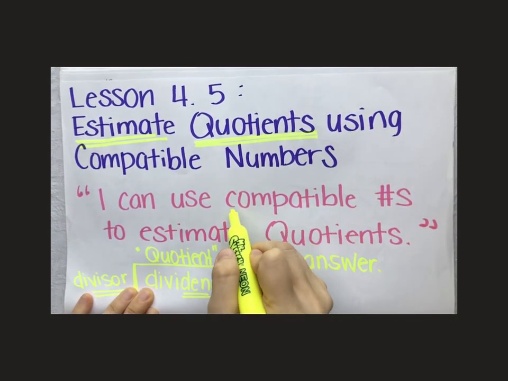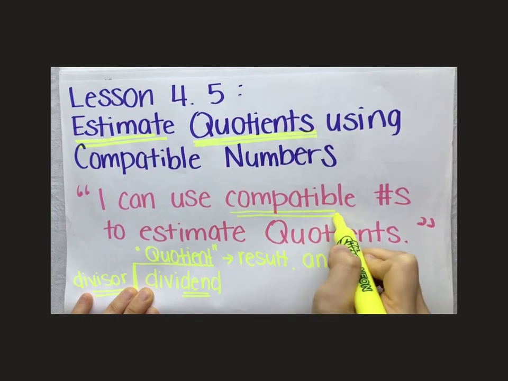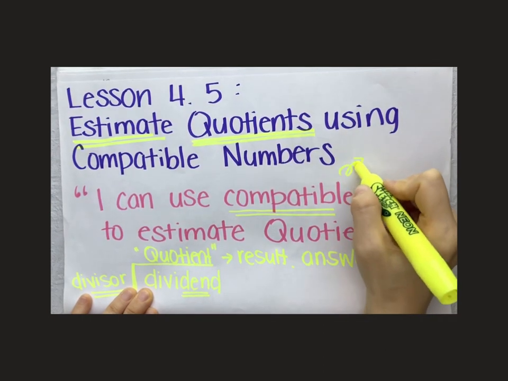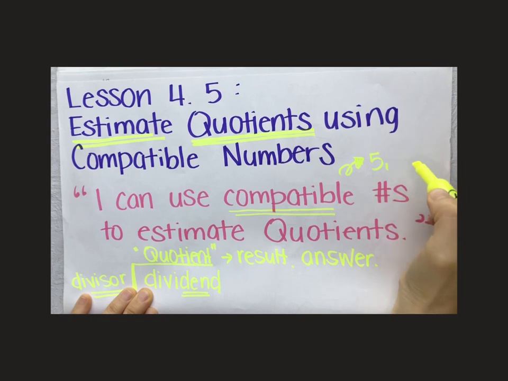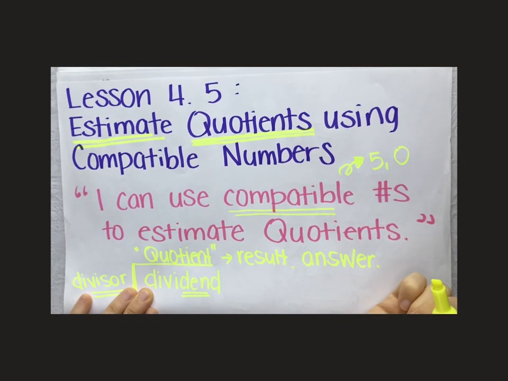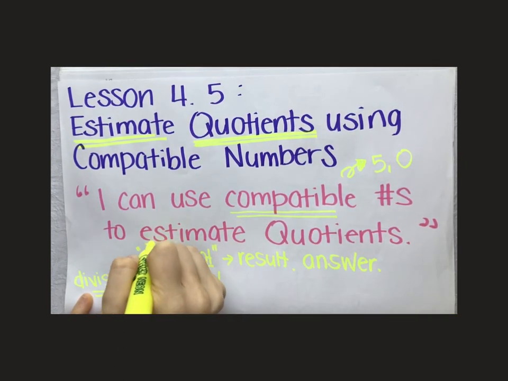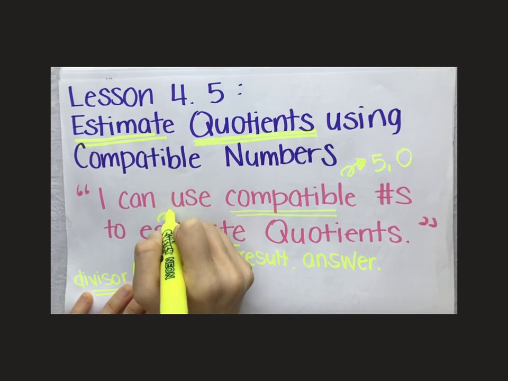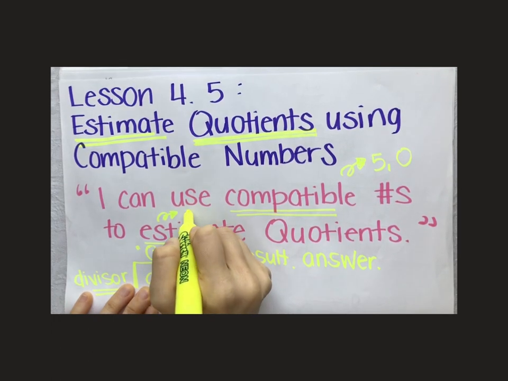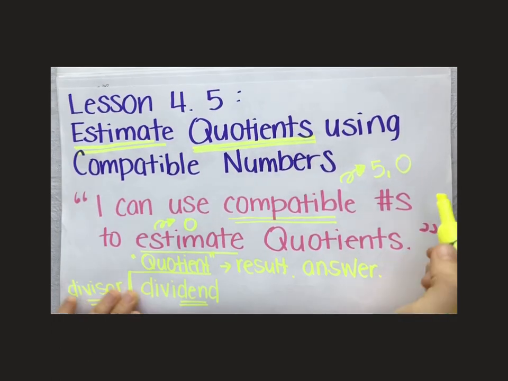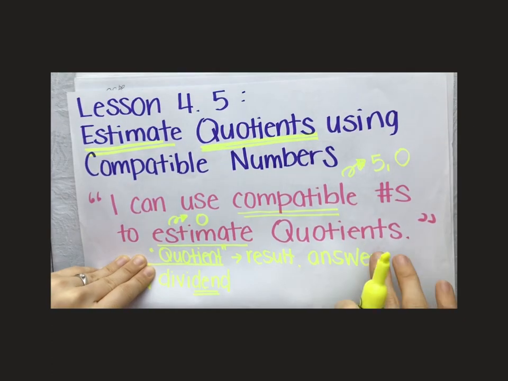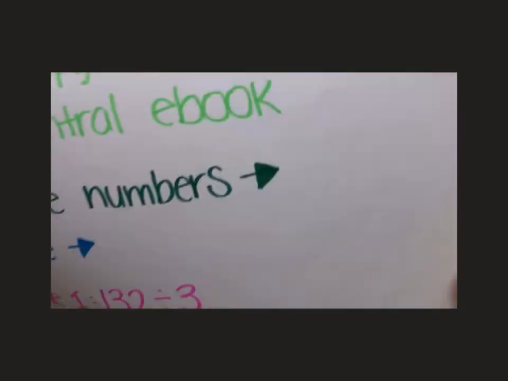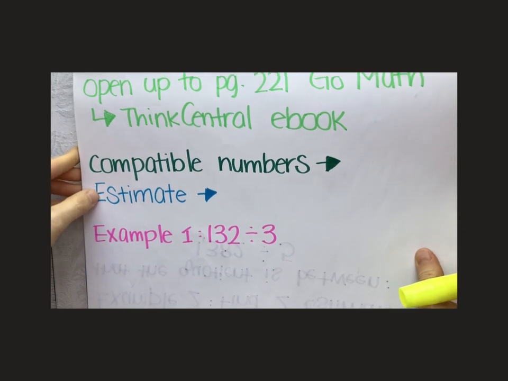When we are using compatible numbers, boys and girls, remember we can either end with 5 or 0. However, when we are estimating, the number always has to end with a 0. Now let's go on and take a look at our lesson.